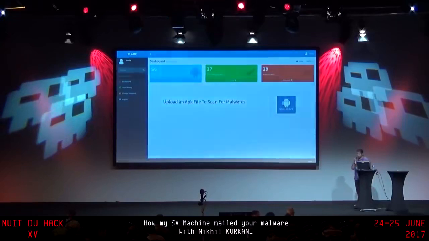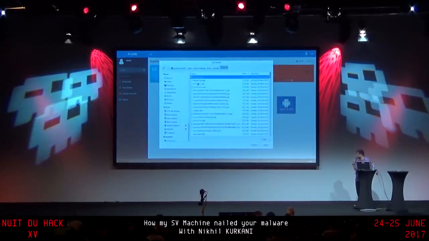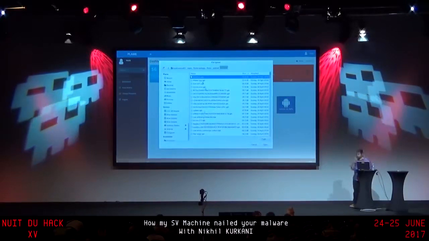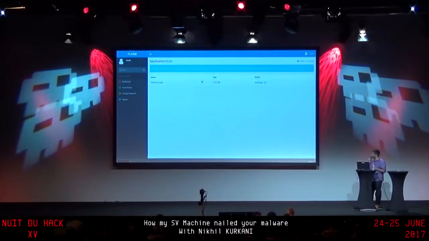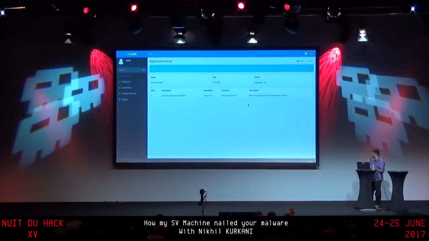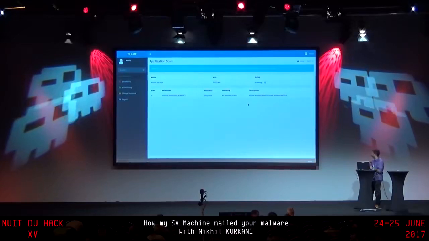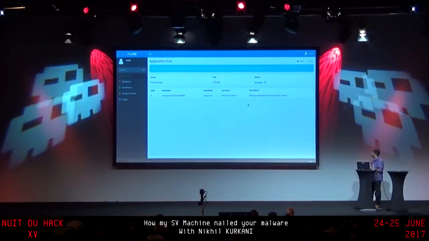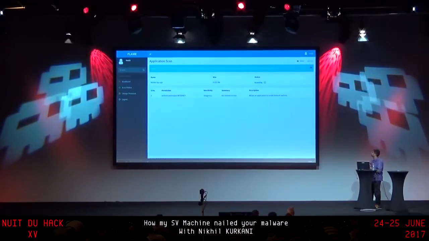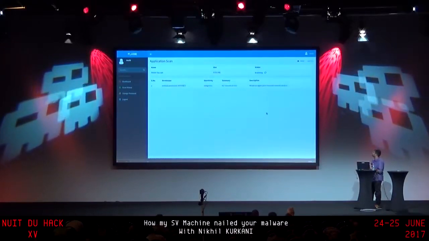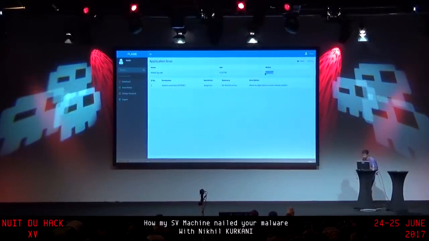And for sure we are releasing it very soon, and it's going to be completely open source. So again, we are going to try it out with an infected file and see how it works. Okay, it turned out to be a malicious file.